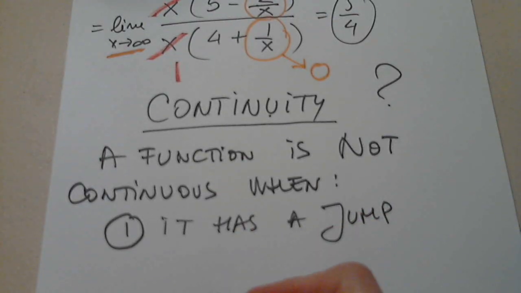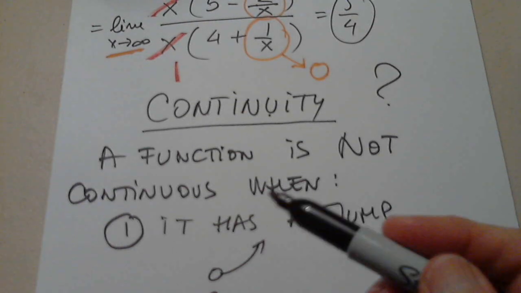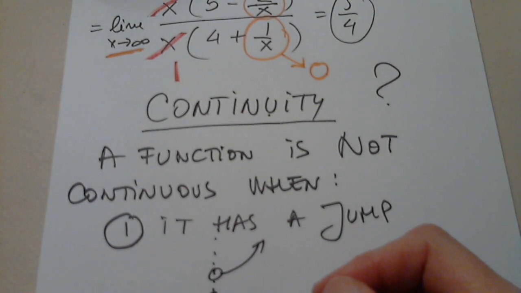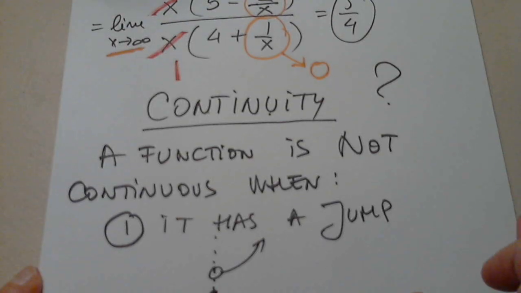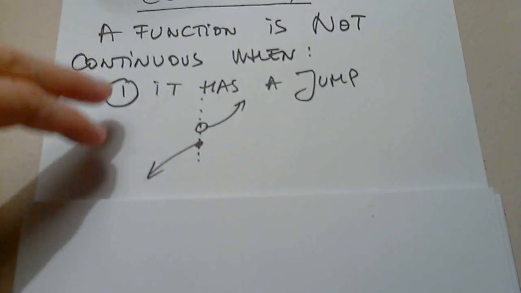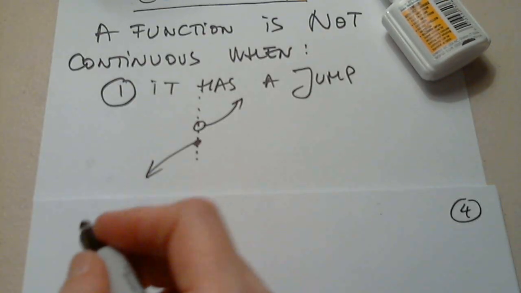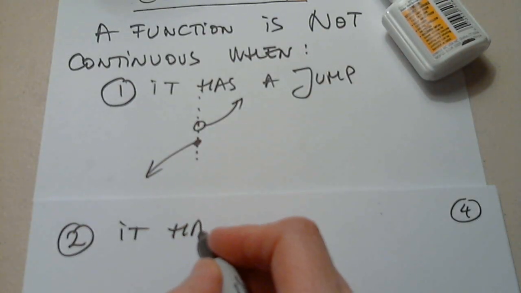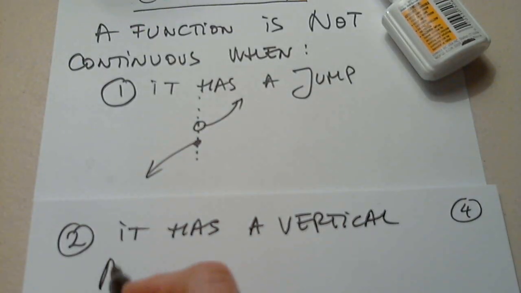So here's a jump. Notice that these 2 points have to be one on top of the other. This is a function because the full point is here and open here. So the function is not continuous when it has a jump. The second possibility, the function is not continuous when it has a vertical asymptote.